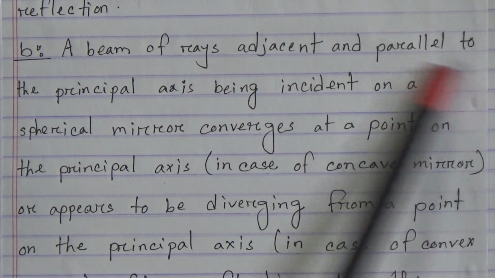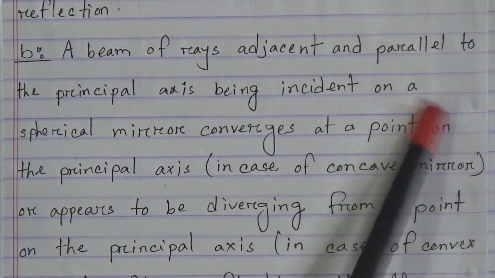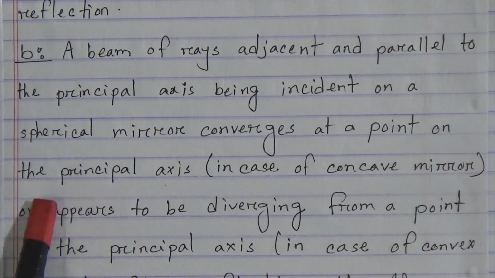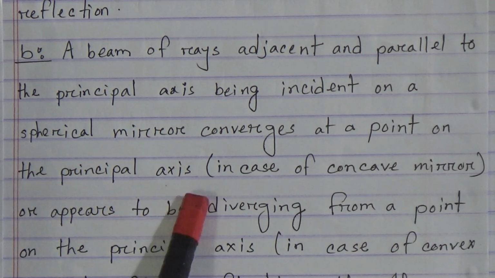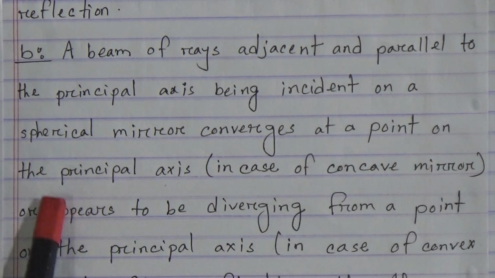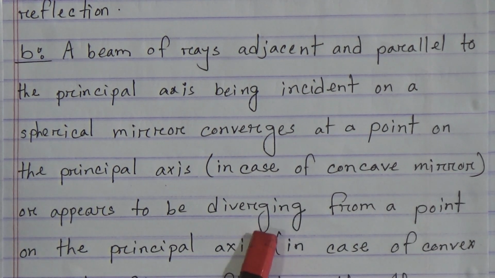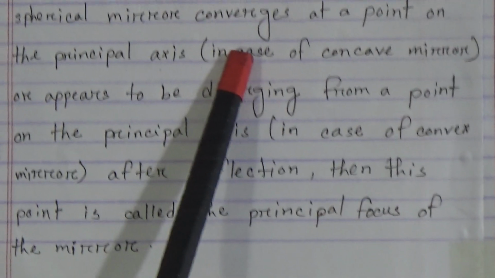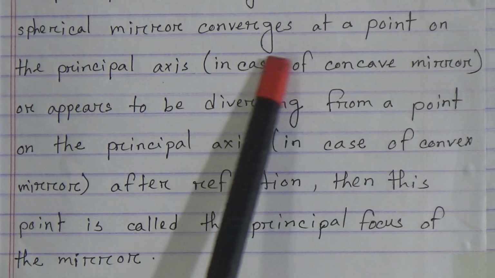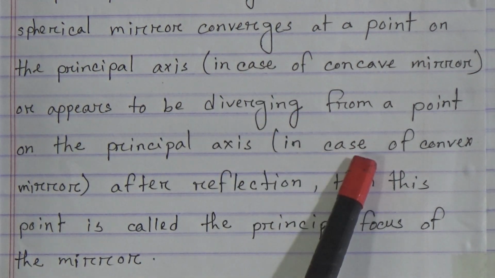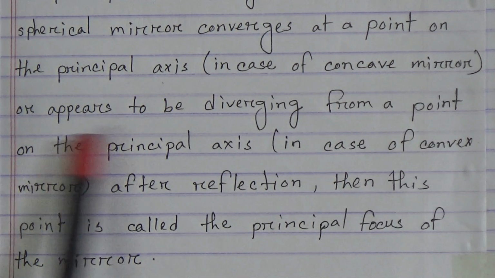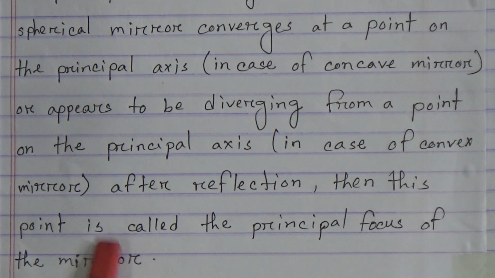My dear students, the answer will be: a beam of rays adjacent and parallel to the principal axis being incident on a spherical mirror converges at a point on the principal axis in case of concave mirror, or appears to be diverging from a point on the principal axis in case of convex mirror. For concave mirror, the rays converge at a point on the principal axis, and for the convex mirror they appear to be diverging from a point on the principal axis after reflection. Then this point is called principal focus of the mirror.